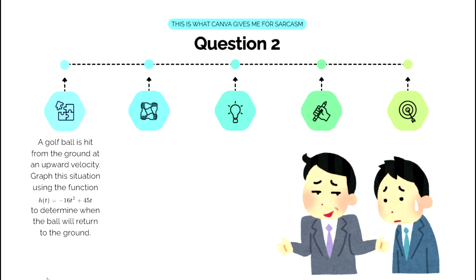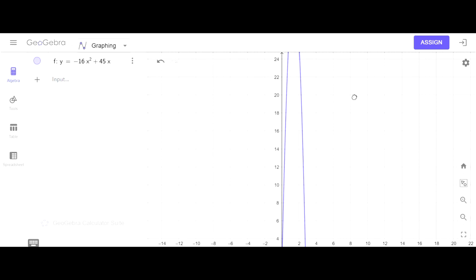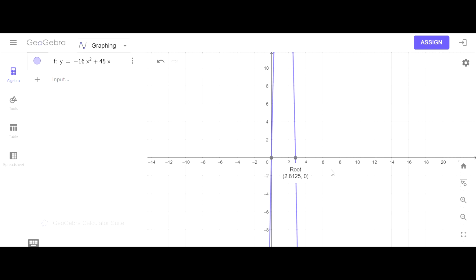So here's the same question, but they want to know when the ball will return to the ground. So we'll jump over to that problem again and look. Let's come down here and see when it's going to land. It's going to land at 2.8125 seconds.